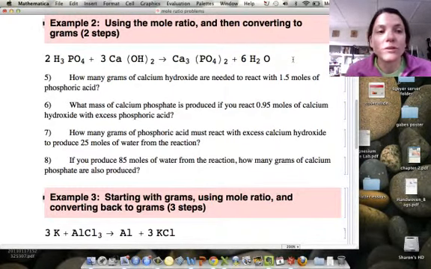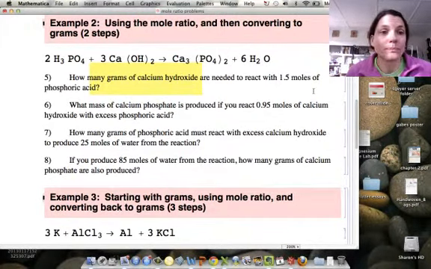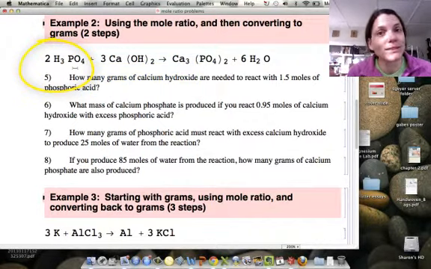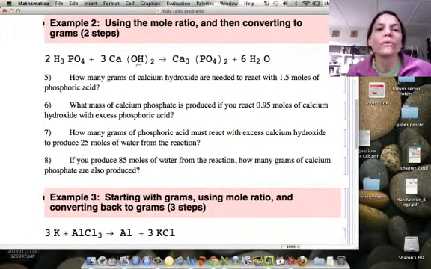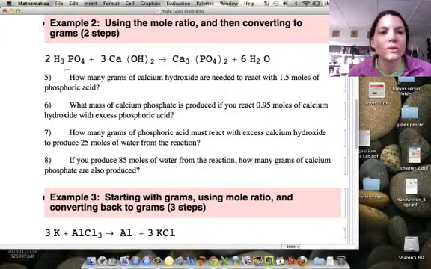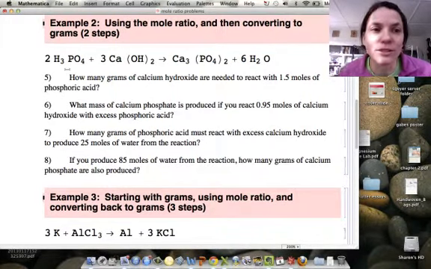Now, here, if you read number 5, we start with moles of phosphoric acid, and we want to end up with grams of calcium hydroxide. All right, so let's find those things in our equation. Here's the phosphoric acid. Remember, acids start with the H. And what are we looking for? Calcium hydroxide, this guy right here. We want to know if we react 1.5 moles of phosphoric acid, how many grams of calcium hydroxide are needed in the reaction. It's a very important skill that you're going to learn here.